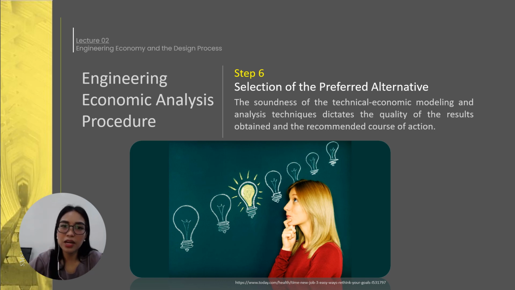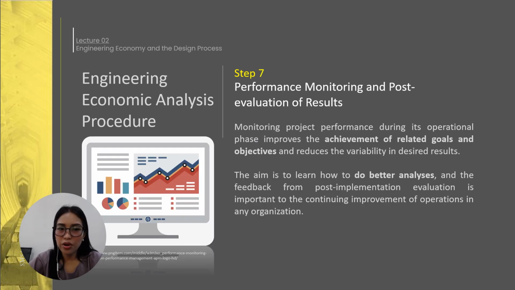When the first 5 steps of the engineering economic analysis procedure have been done properly, the preferred alternative is simply a result of the total effort. The soundness of the technical economic modeling and analysis techniques dictates the quality of the results obtained and the recommended course of action. Now we're down to our final step.